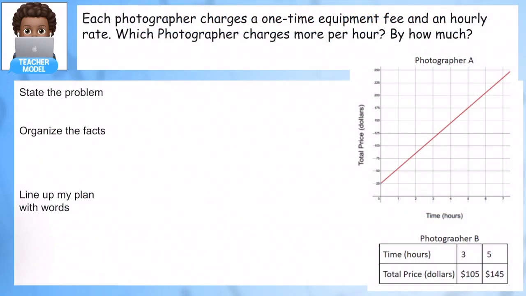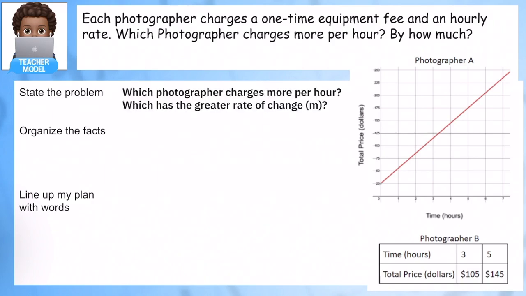Let's start with our very first problem. Each photographer charges a one-time equipment fee and an hourly rate. Which photographer charges more per hour and by how much? So in other words, who charges more per hour, or which one has the greater rate of change per hour?